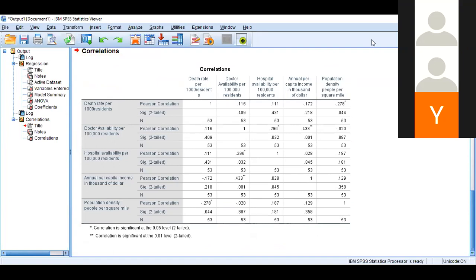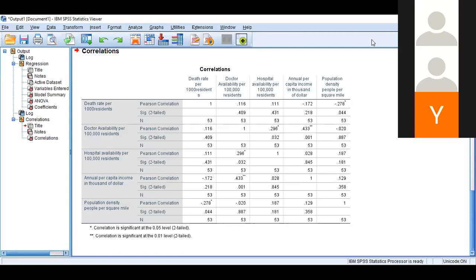Now, if you look at this one, the correlation of hospital availability and death rate is 0.11. But even from their correlation, you will know which one will contribute more to the R square. Look at annual per capita income. The correlation is negative. This data says it is a negative correlation. Of course, you expect that, because the more the money, the less the death.